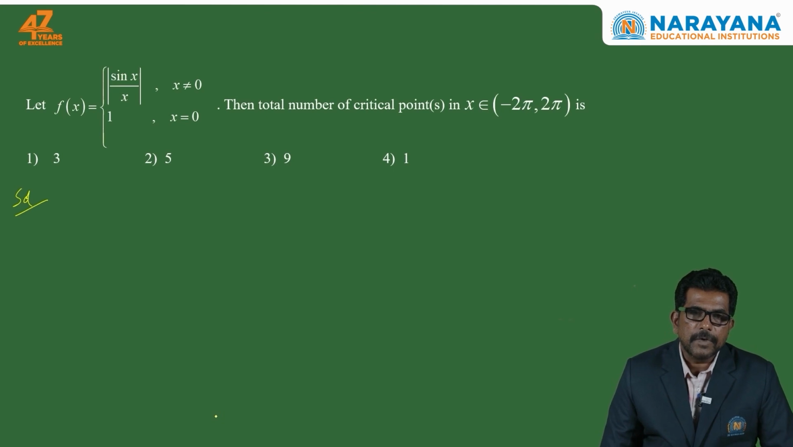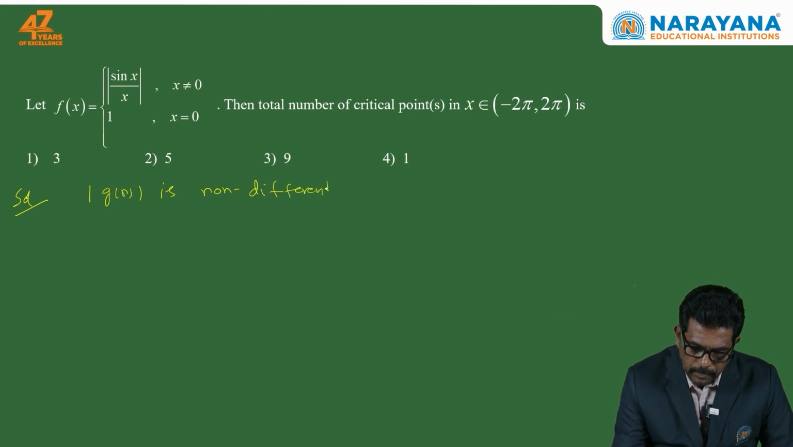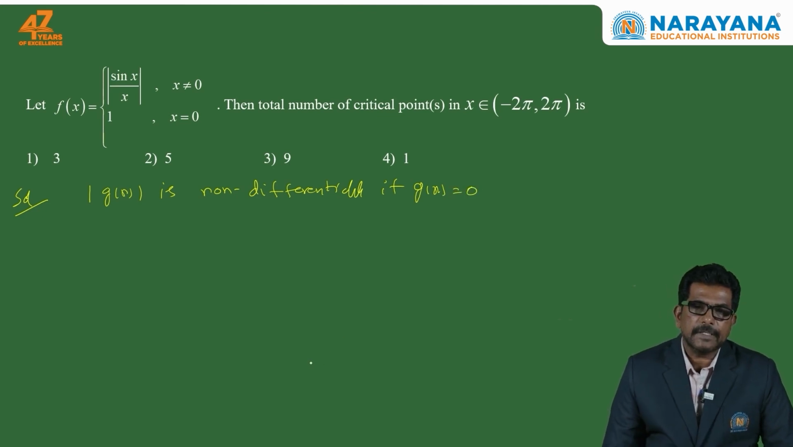So first of all, we are going to check the differentiability concept here. The given function f of x is equal to mod sin x by x when x is not equal to 0, and 1 when x is equal to 0. To check the differentiability, we have one property: mod g of x is non-differentiable if g of x is equal to 0, and where g of x is equal to 0 gives all those doubtful points for the differentiability.